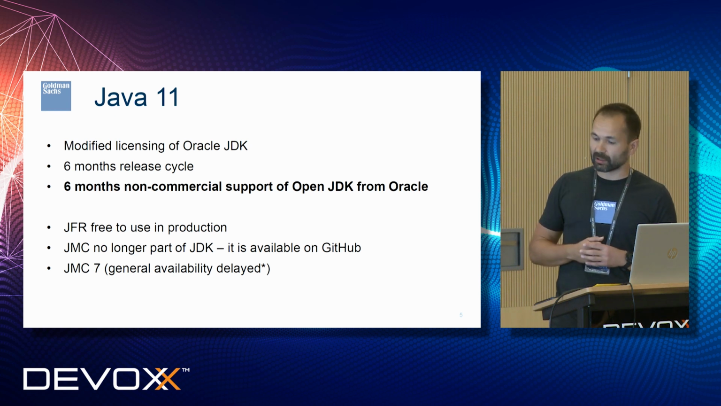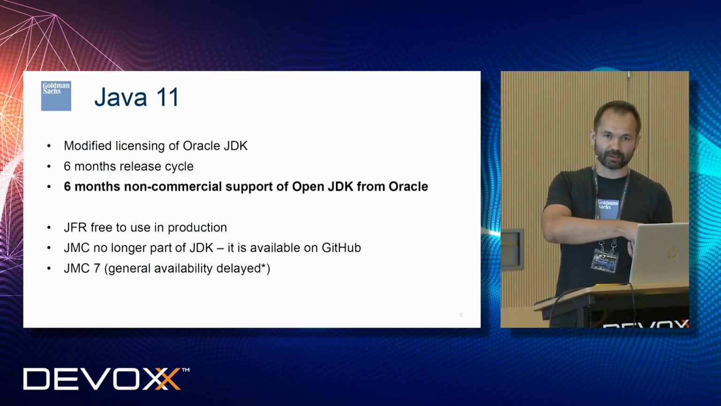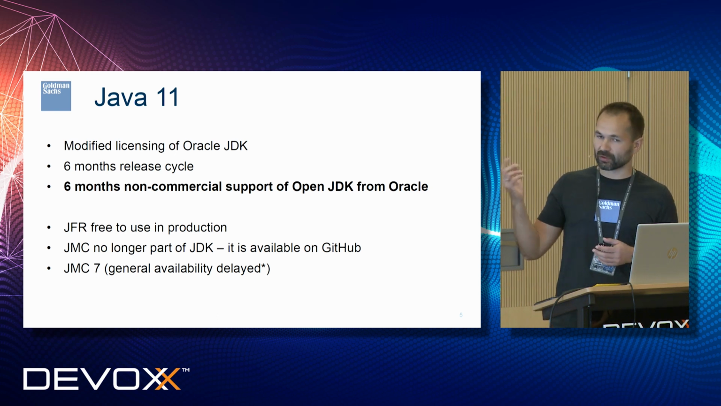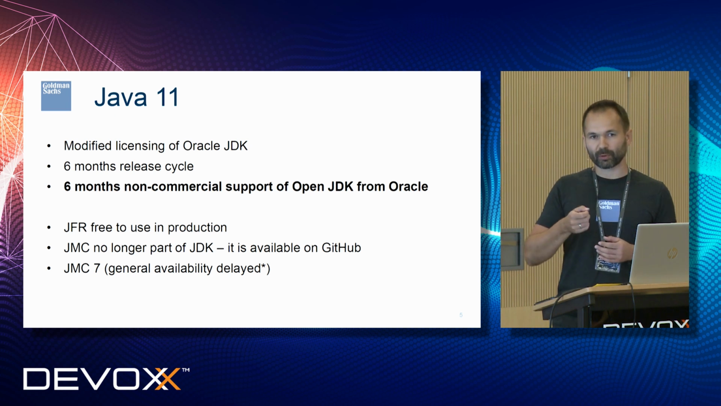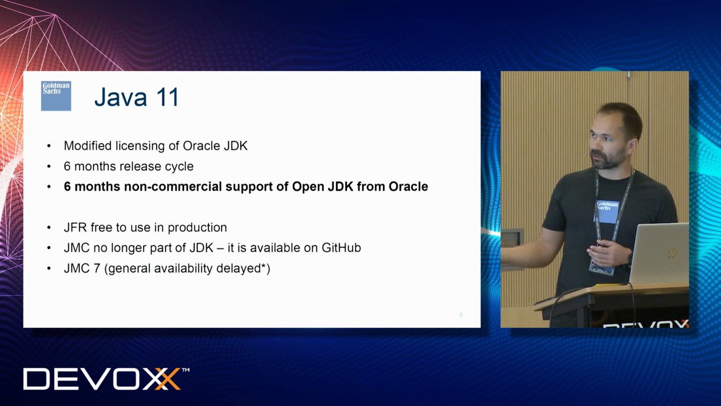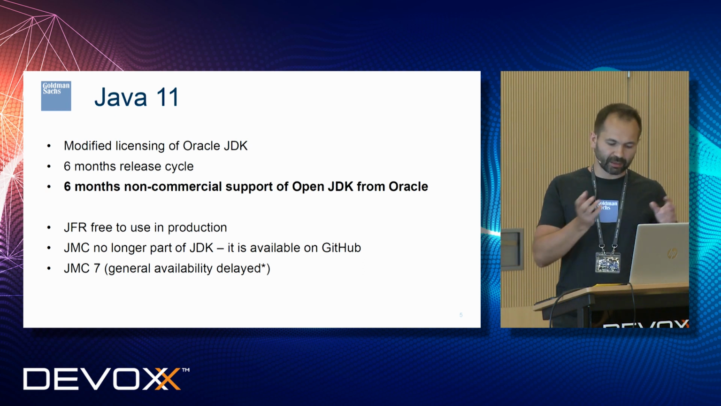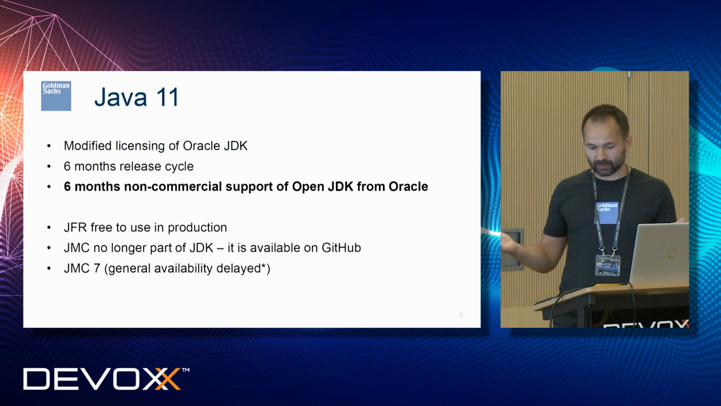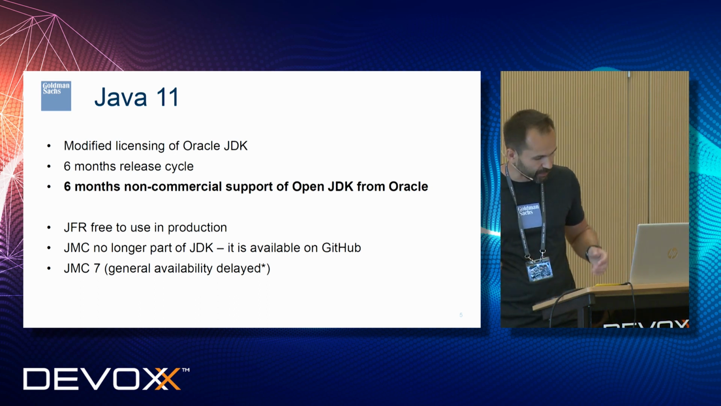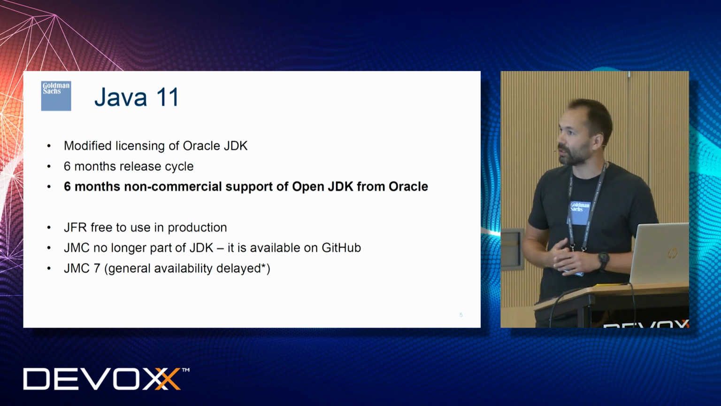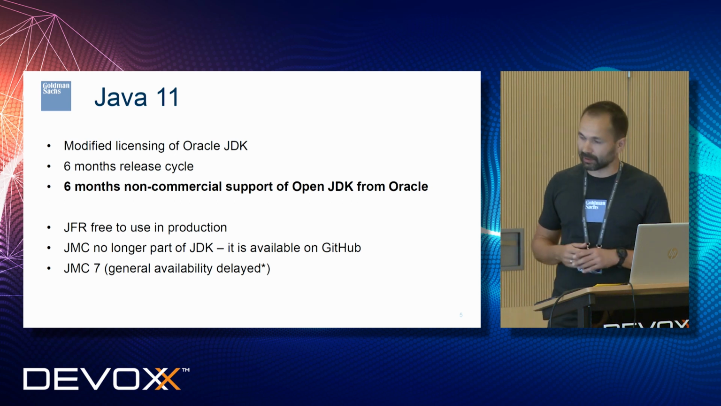Java Mission Control, from this point of view, was actually taken out of the JDK. If you used Java Mission Control before, you are probably aware that it was to be found under Java Home bin. Right now it's no longer there. It is actually on GitHub, and you can use it basically by providing dependencies to the libraries.